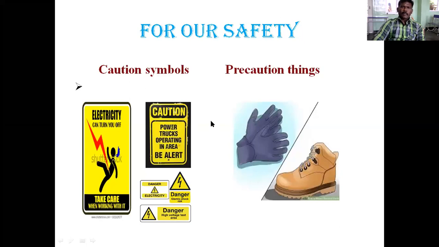So in this diagram, I display some pictures about safety. These are the safety materials we are using. We are using prevention measures against electricity. The caution symbol says electricity can turn you off. Take care when working with it.